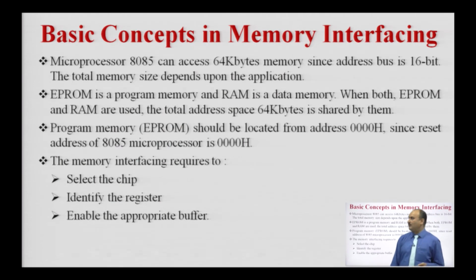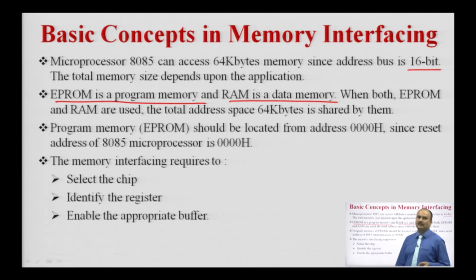Basic concept in memory interfacing: the 8085 microprocessor can access 64 kilobytes of memory because the address bus of the 8085 microprocessor is 16 bit. So, with the help of this 16 bit address bus, the processor will access 64 kilobytes of memory locations. Remember that EPROM is a programmable memory and RAM is the data memory. Mostly the program is written into the EPROM, which is the program memory, and RAM is the read write memory, also called the data memory.